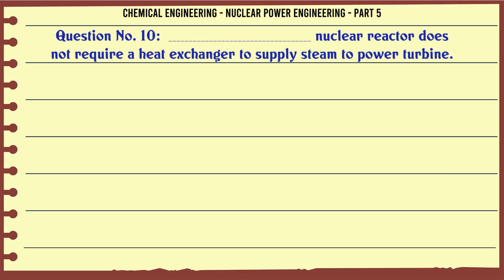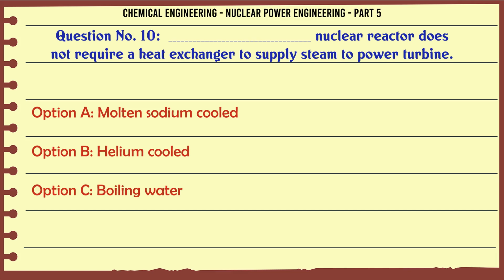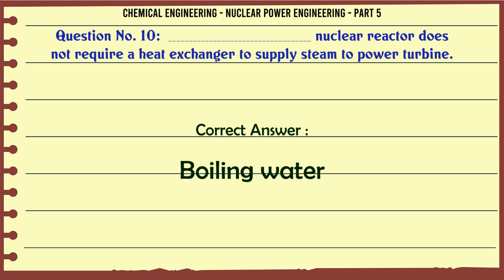Which nuclear reactor does not require a heat exchanger to supply steam to the power turbine? A. Molten sodium cooled, B. Helium cooled, C. Boiling water, D. Pressurized water. The correct answer is boiling water.